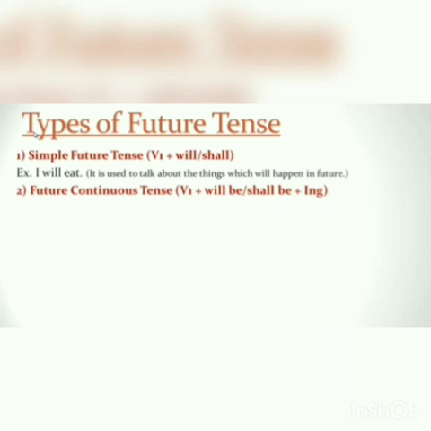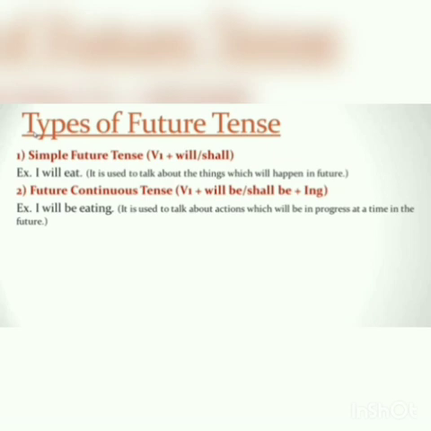Second one, future continuous tense. V1 plus will be or shall be plus ing. You have to just add the word be plus ing. Example, I will be eating. It is used to talk about actions which will be in progress at a time in the future. Tomorrow when you call me, I will be playing. Okay, you are supposing, you are imagining and stating that. It is future continuous tense. The actions which will be in progress at a time in the future.